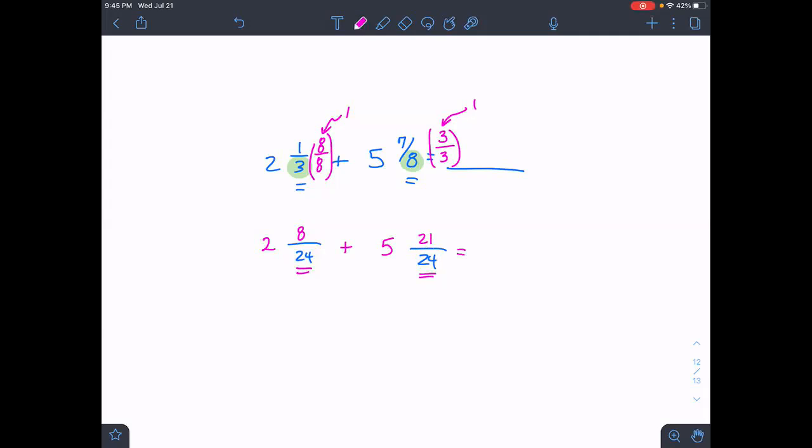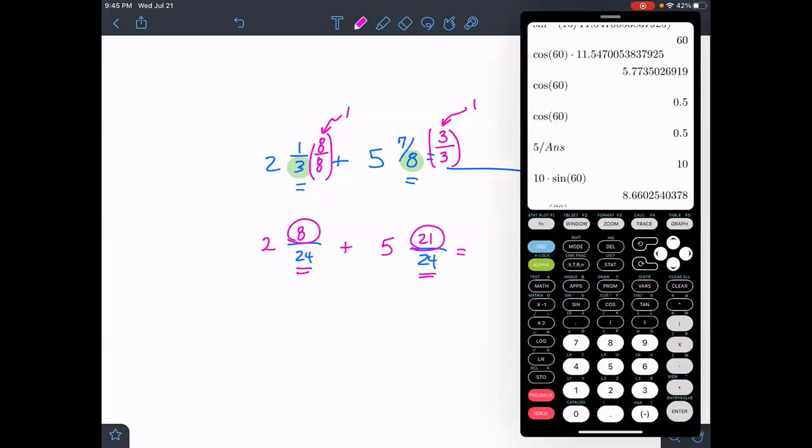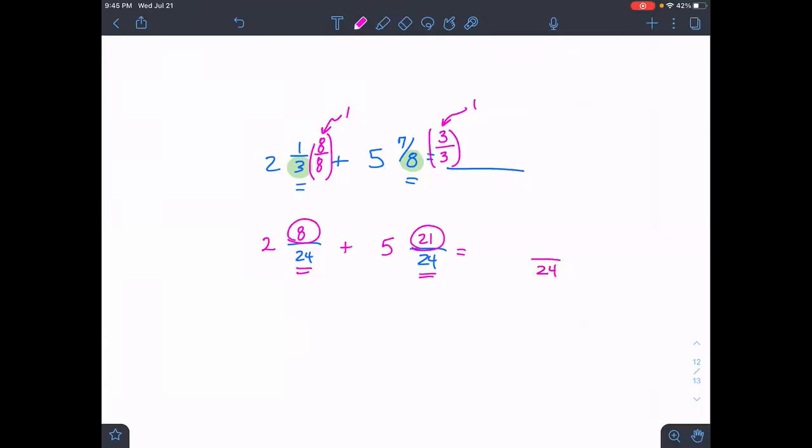So I could just bring that piece over to the end, and then this becomes 8 plus 21, and then 5 plus 2. Now, since in this case the number at the top is greater than the number at the bottom, that means I can take out 24 from the top. So if I take out 24, I'm left with 5 over 24.